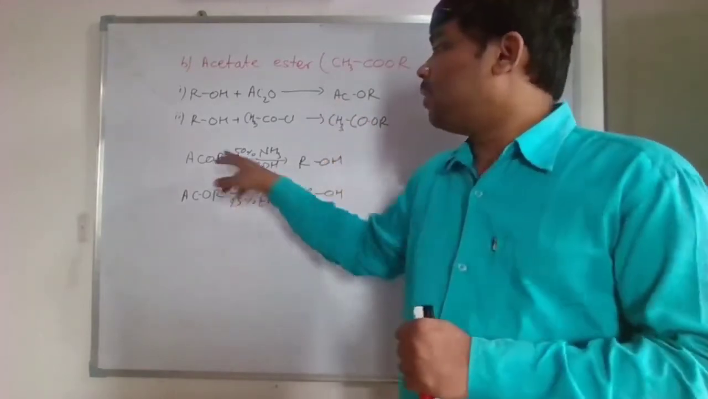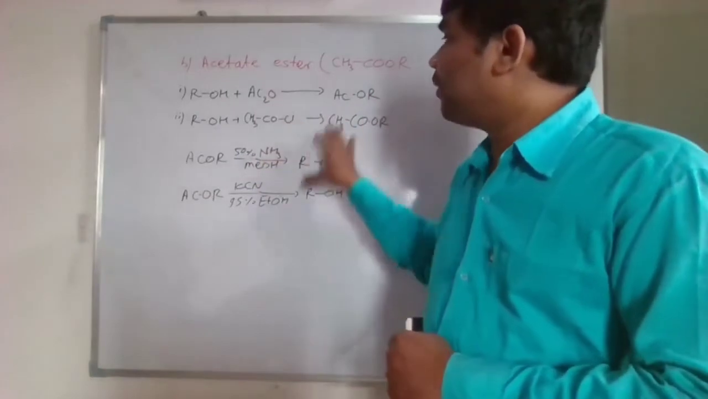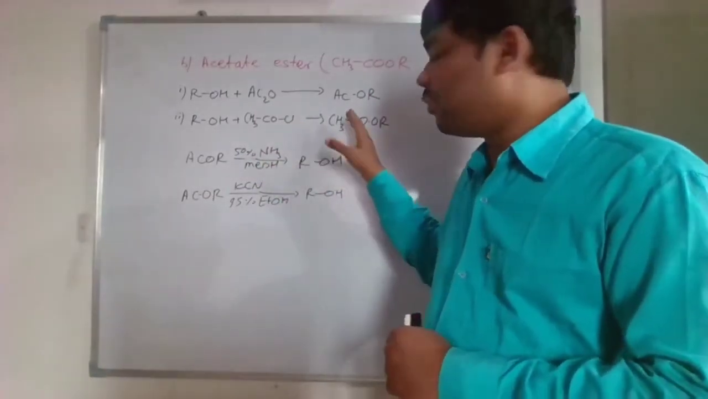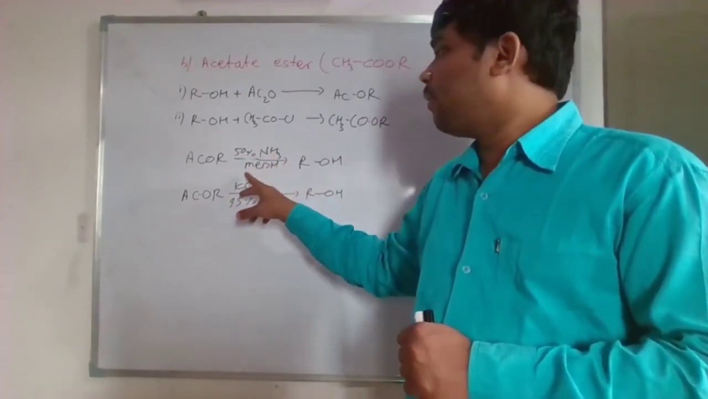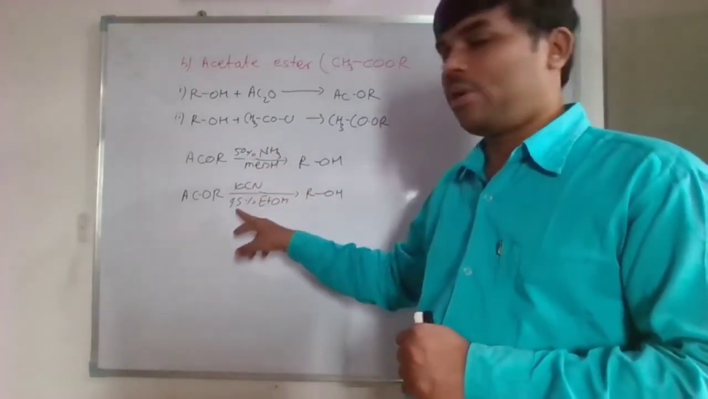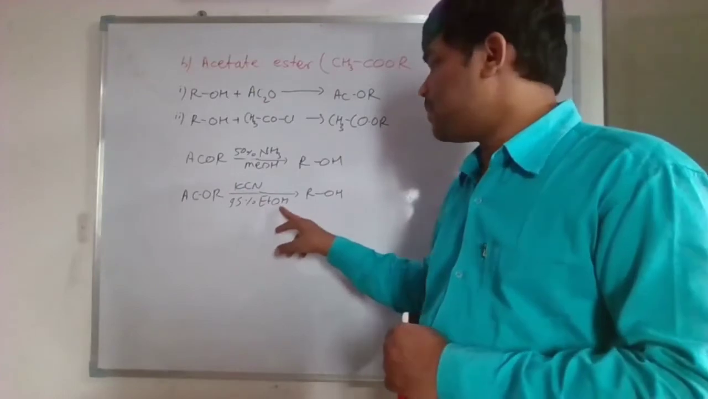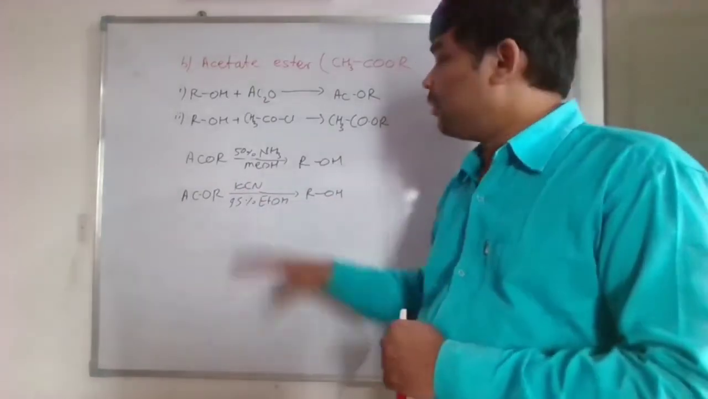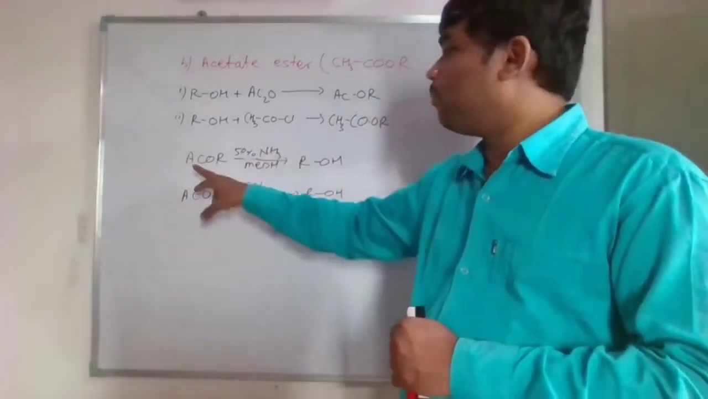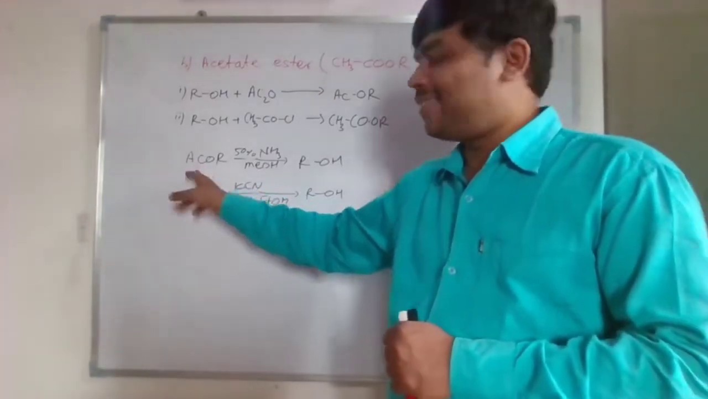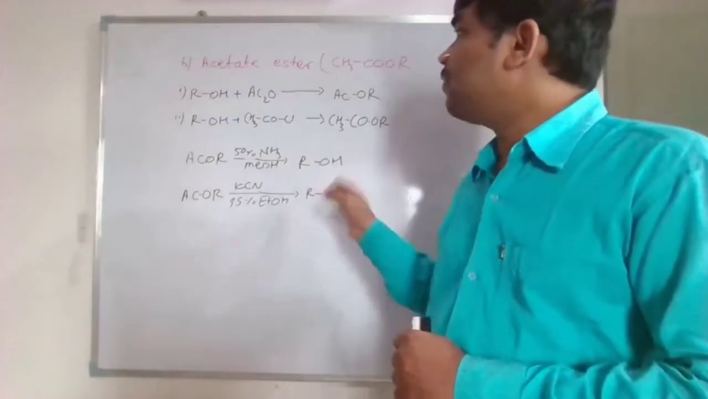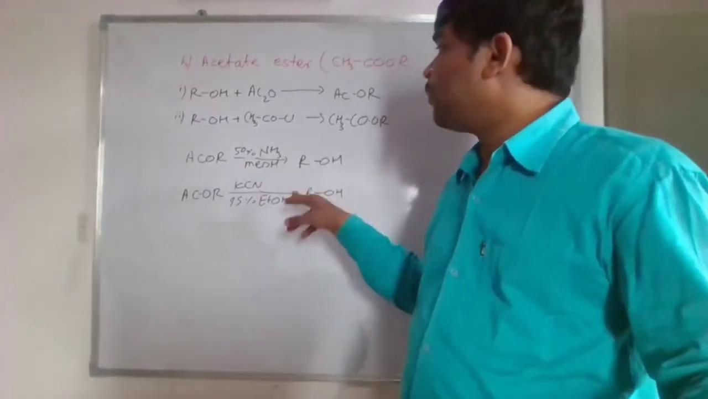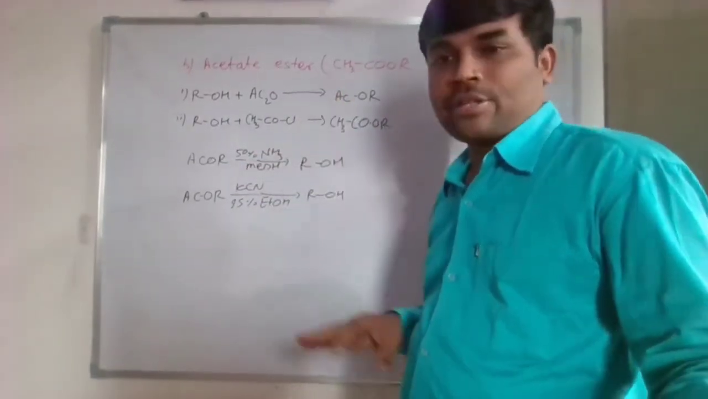Now deprotection. For deprotection, this acetate group is removed by 50% ammonia with methyl alcohol or KCN with 95% ethyl alcohol. These are the deprotecting reagents for AcOR. This acetate group is removed and we get the alcohol. This way we can deprotect this acetate ester.